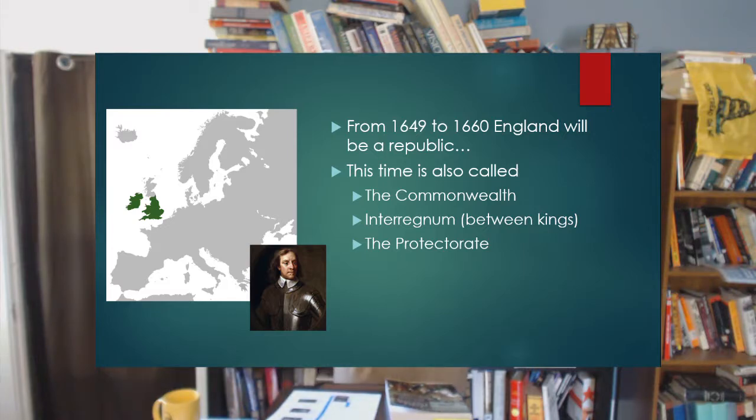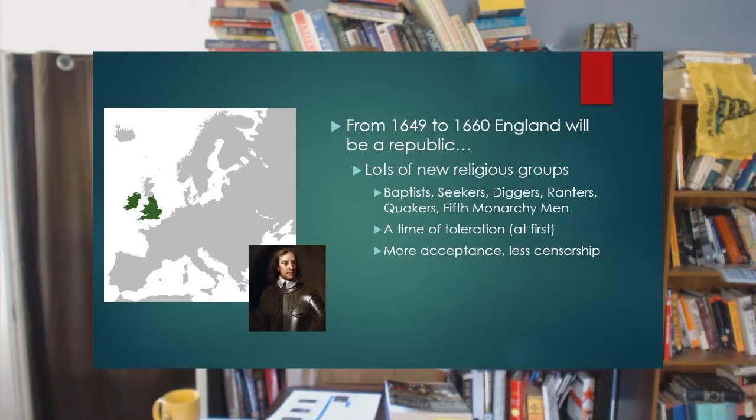There's a lot of new religious groups that pop up. There's Baptists, there's Seekers, there's Diggers, there's Ranters, there's Quakers, there's Fifth Monarchy men. Basically, a lot of new Protestant groups. And it's generally seen as a time of toleration. That's why you have so many new groups. You have more acceptance and less censorship.